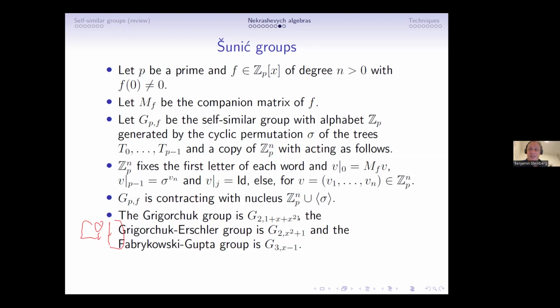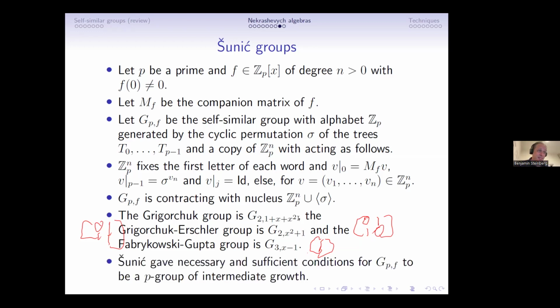That's the companion matrix for this one. The Grigorchuk-Oechsler group is x squared plus 1, so that's the companion matrix, which is a, oops, sorry, I mistyped that. That's supposed to be 0. It's supposed to be a transposition matrix. Okay, and the last one is a degree 1 polynomial, so the companion matrix is just 1. Not a very interesting example. But this is another group which has a name.